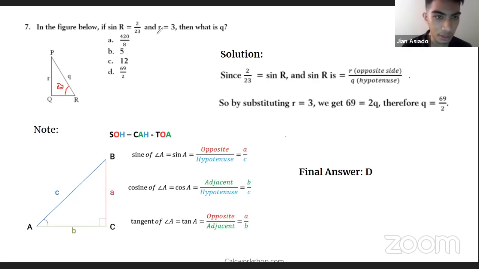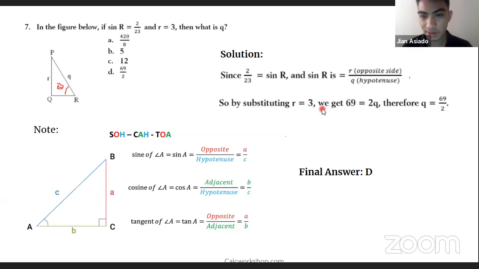So, sine R, okay. Sine R is equal to 2 over 3. The 2 is your opposite side, then the hypotenuse, oh no, R is actually 3.